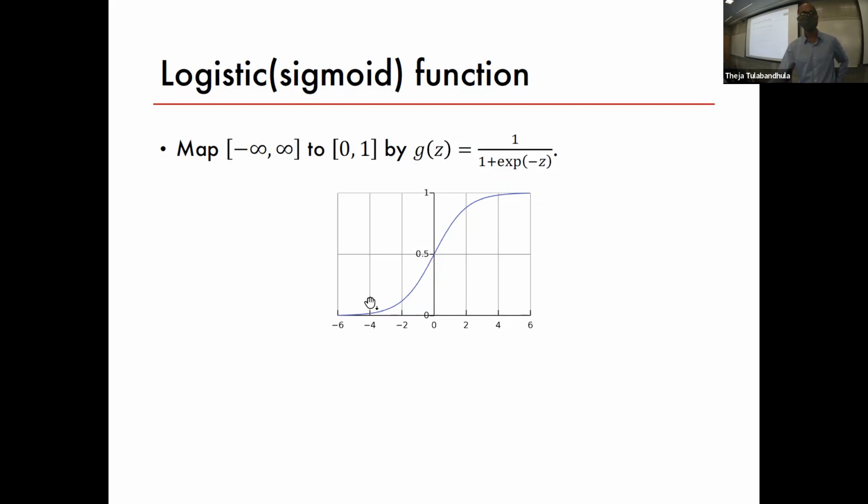Okay, very similar to the previous function. The only difference is that it has some curvature here. So it has a smooth property, in the sense that there is no sudden change from one direction to another direction. So this is the sigmoid function.